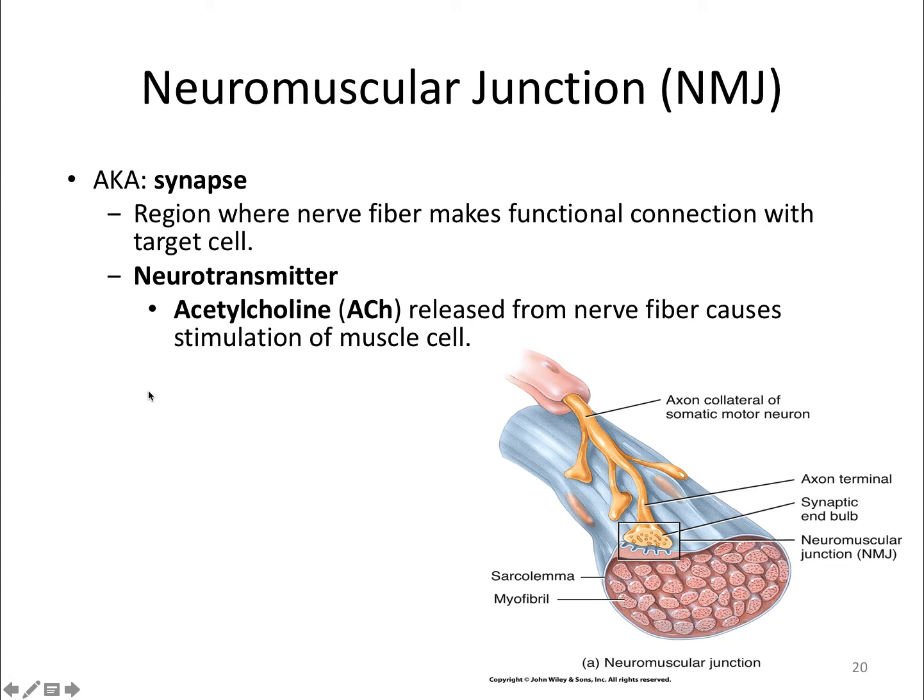So neuromuscular junction is a special synapse. Let me get my pen. It's an area where a nerve fiber makes functional contact with the muscle. So neuro refers to nerve, and muscular refers to muscle. So we have two excitable cell types coming into contact with each other.